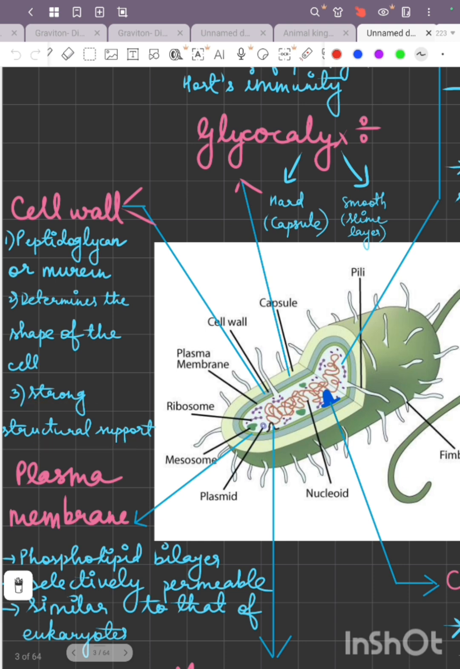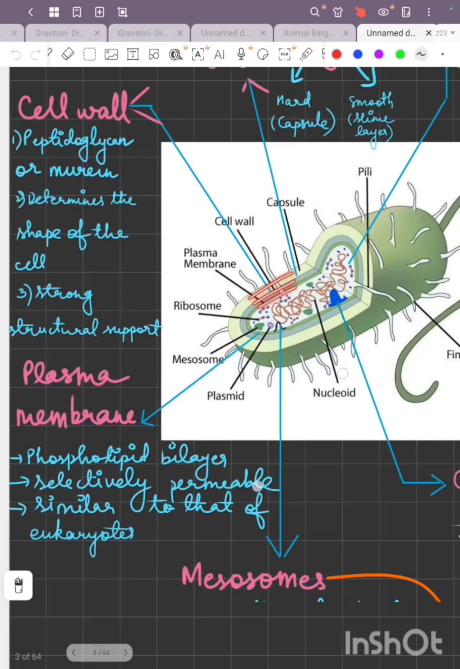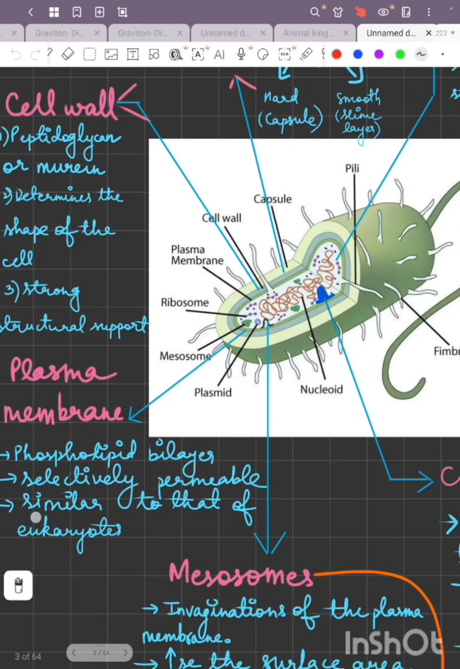Okay, now talking about the third layer, we had the glycocalyx, then we had the cell wall, now we have the cell membrane. So the innermost layer is the cell membrane, or aka the plasma membrane. Now the plasma membrane in bacteria is similar to that of eukaryotes. It is also made up of a phospholipid bilayer, and this plasma membrane is also selectively permeable. So once again, it is a phospholipid bilayer, it is selectively permeable in nature, and the composition of the plasma membrane of the prokaryotic cell is similar to that of the eukaryotic cell.